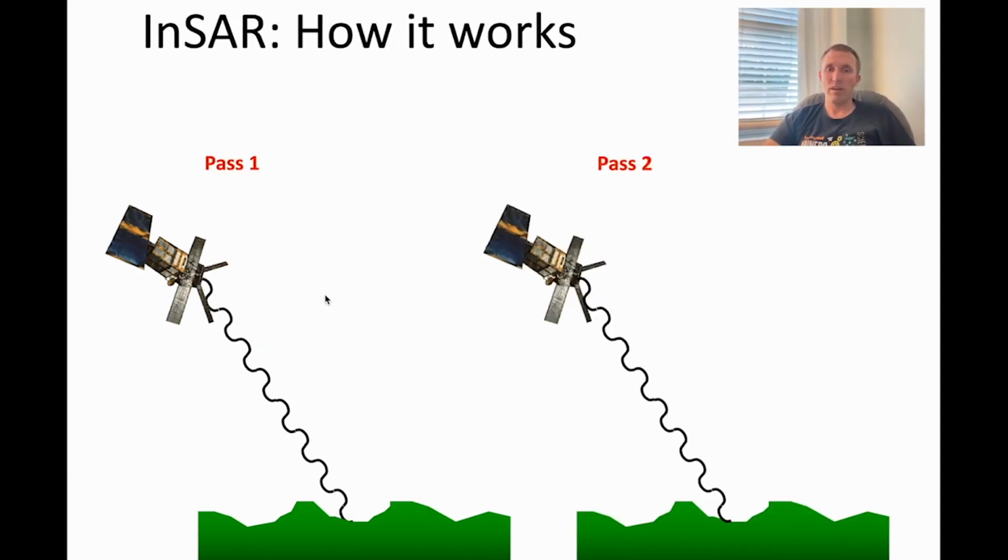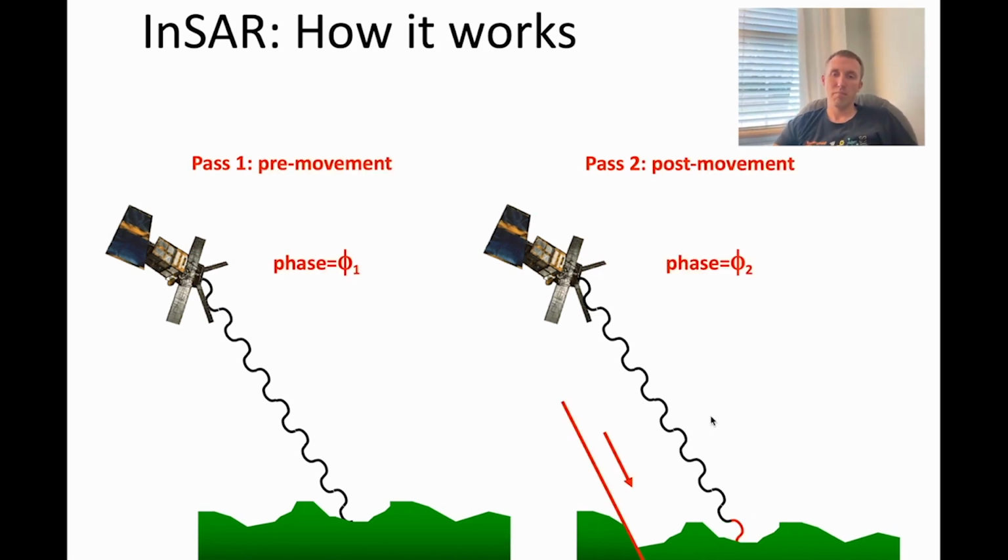So we have 2 passes of the satellite. We need 2 passes for interferometry, right? We need 2 signals. So we're going to do pass 1, pass 2. We'll be able to measure the difference in the phase. So let's say there's an earthquake on a fault in between those 2 passes.